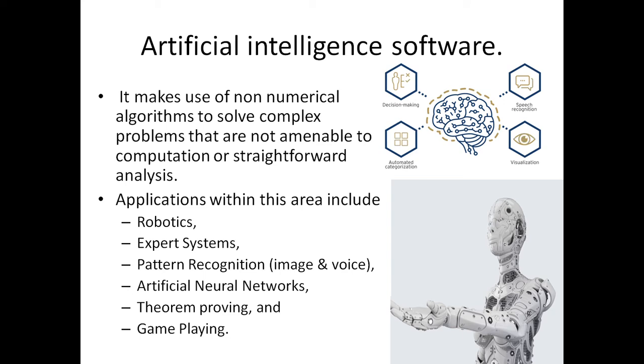Next is artificial intelligence software. Artificial intelligence software makes use of many numerical algorithms to solve some complex problems that have high computation and need more complex analysis, which cannot be done by a person in a short time. The applications within this area include robotics, expert systems, pattern recognition, artificial neural networks, theorem proving, and game playing. These are all artificial intelligence software.